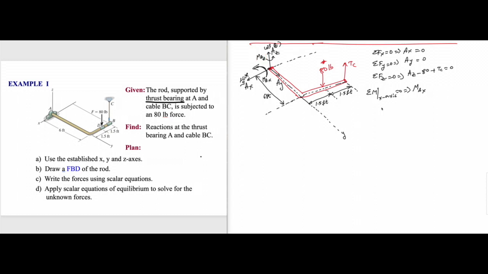What we are left with is 80 pounds. What is 80 pounds? 80 pounds is at a distance 6 feet. 80 times 6. What is the direction? Is it clockwise or counterclockwise with respect to positive x-axis?